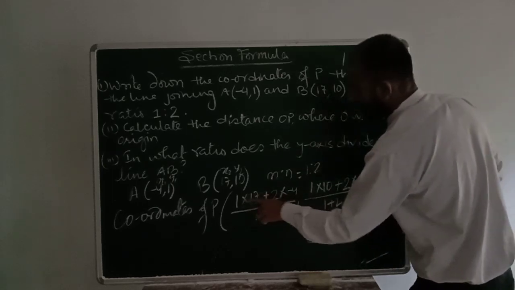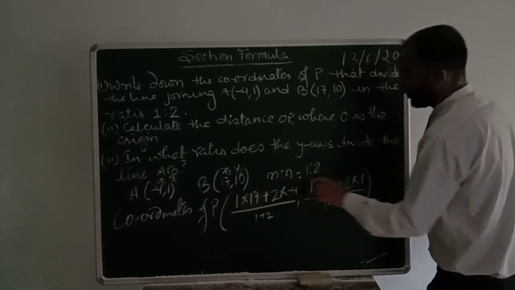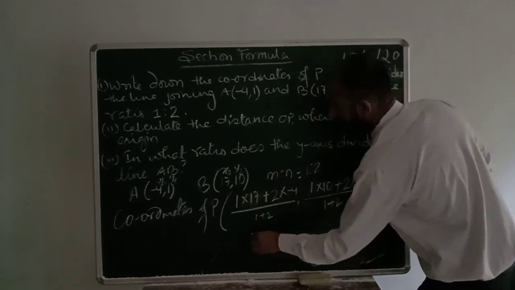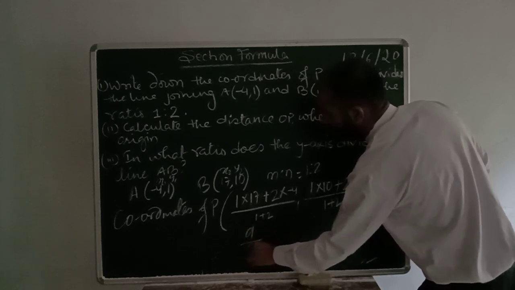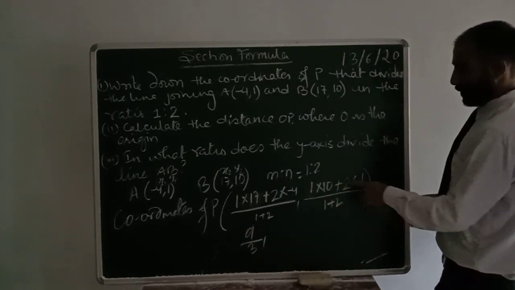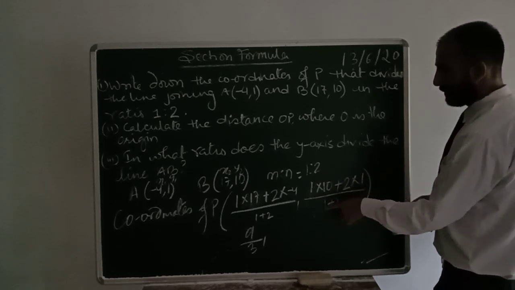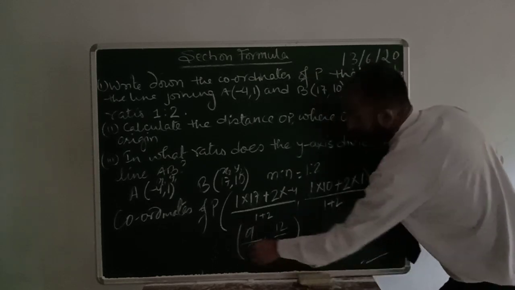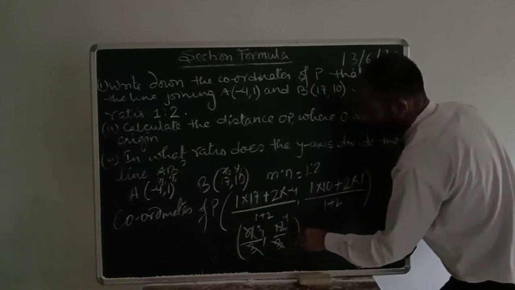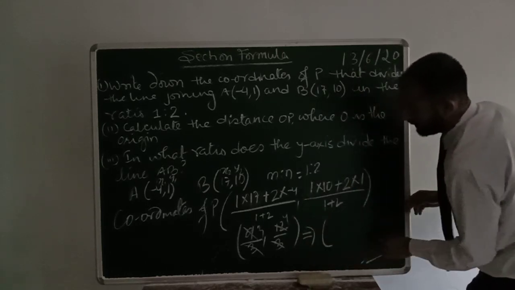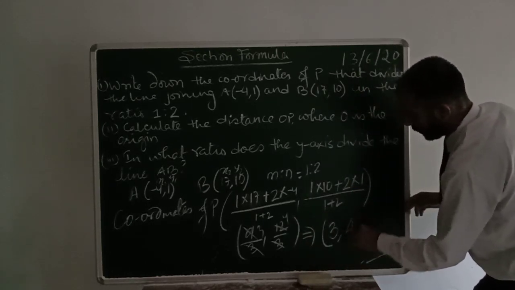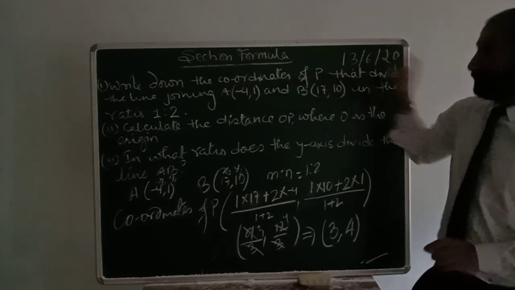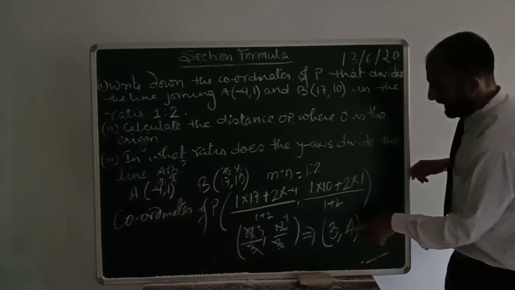Okay, so 17 ones are 17, 2 fours are 8. So 17 minus 8, that will give you 9, divided by 3. 10 ones are 10, 2 ones are 2. So 10 plus 2, 12, 12 divided by 1 plus 2, that is 3. That is 12 by 3. So cutting, we get 3 and 4, which implies the coordinates of P are 3 and 4. See here, first question, write down the coordinate of P. So we got coordinate of P as 3 and 4.